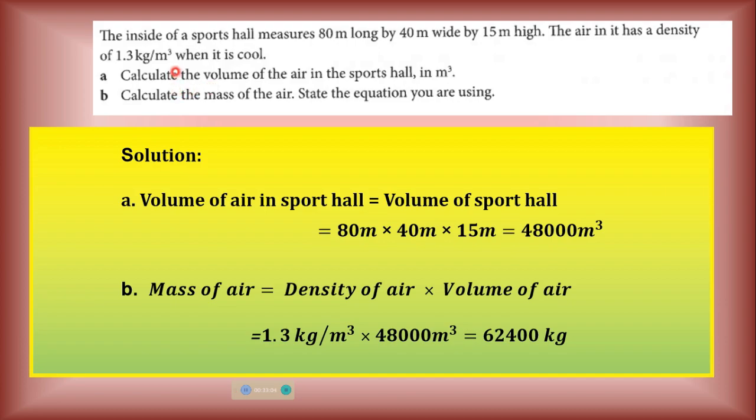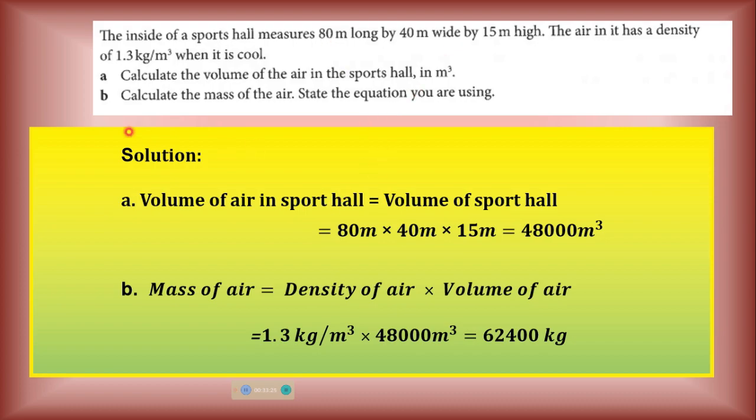In this question, the sports hall dimensions have been given. So the volume of the hall will be the multiplication of these three sides. It is 48000 meter cube. The volume of the hall is equal to the volume of air present in the hall. So calculate the volume of air in the sports hall. It will be the volume of the hall.